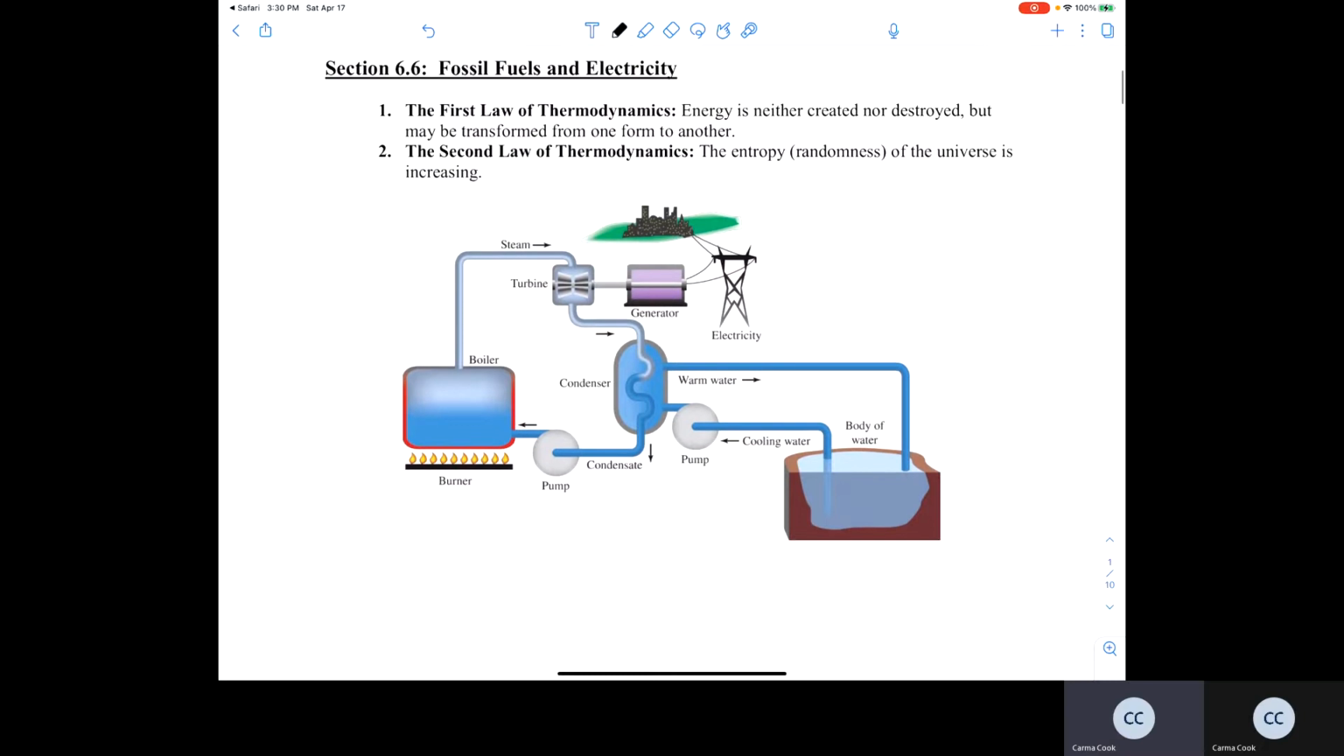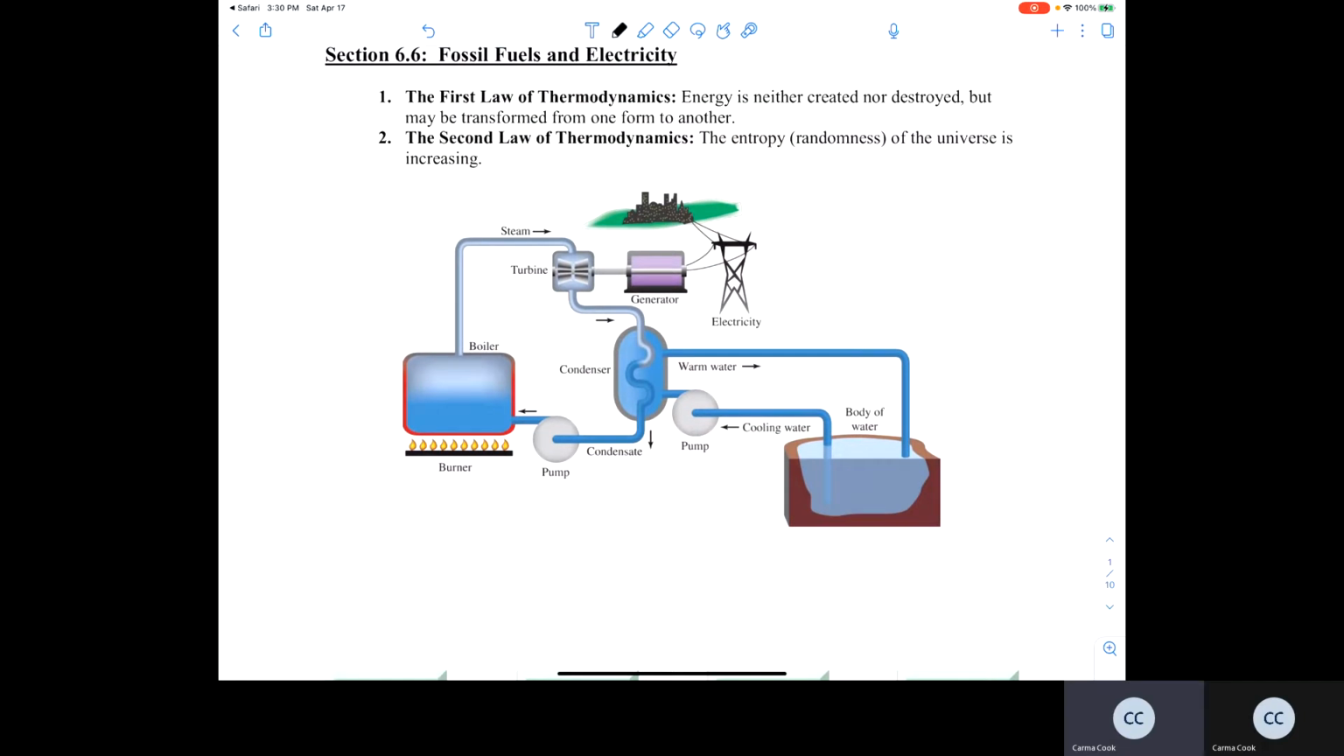The first law of thermodynamics states that energy is not created nor destroyed, but just simply converted or transformed from one form into another form. And then the second law of thermodynamics also holds true for a fossil fuel burning power plant. Another thermodynamic property, in addition to energy changes and transformations, is entropy, which is a measure of the amount of disorder or randomness of the universe. And the second law says the entropy or randomness of the universe is increasing.